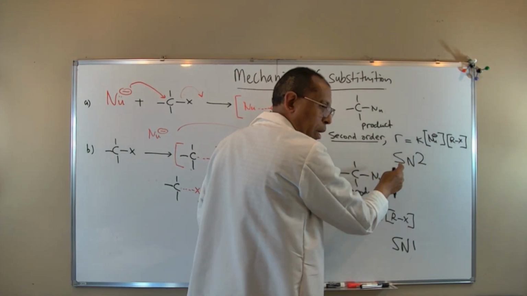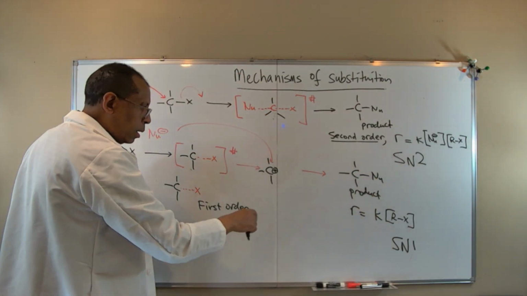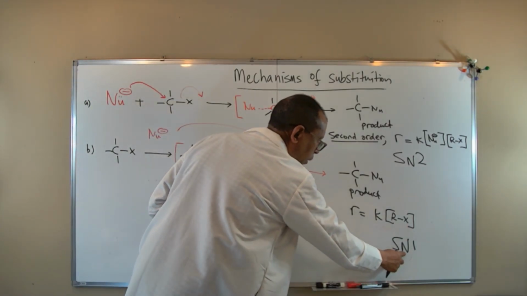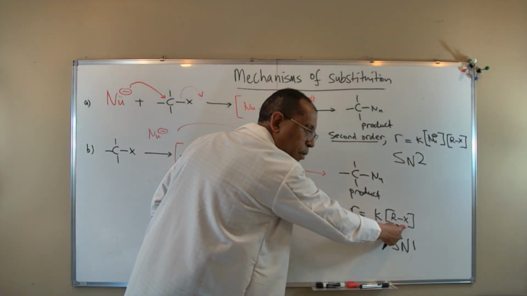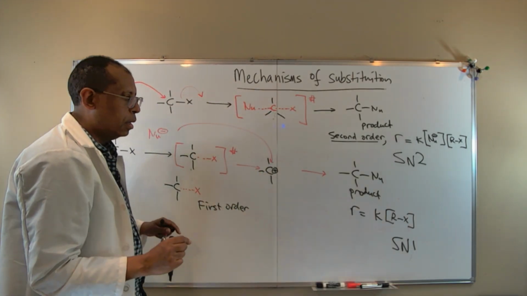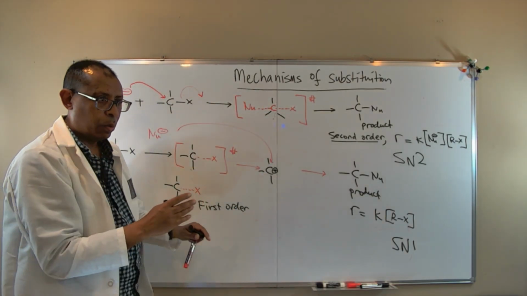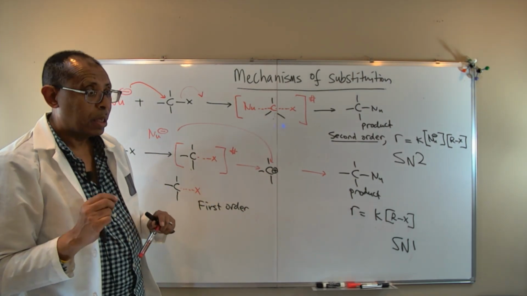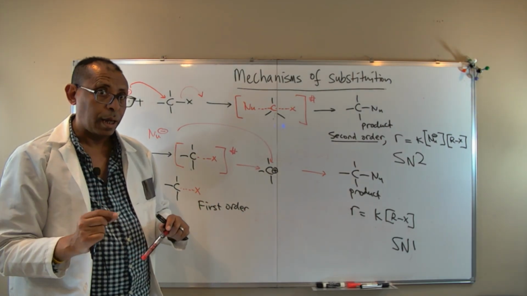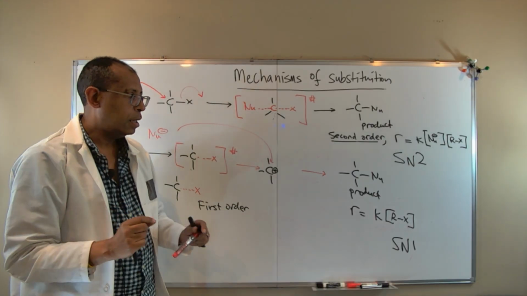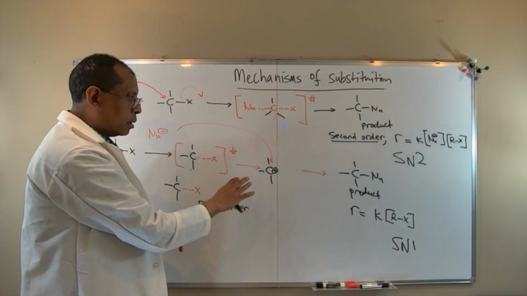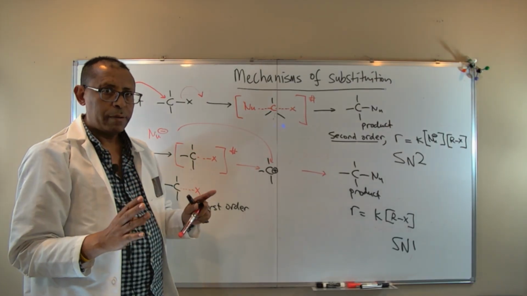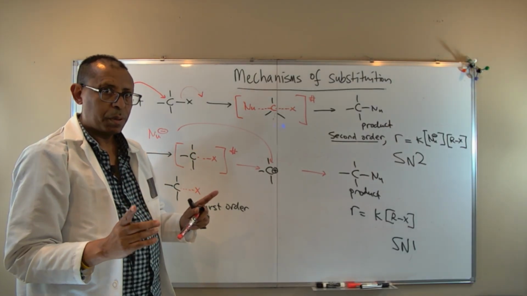What does SN2 mean? And SN1 means nucleophilic substitution of order 1, first order, SN1. So SN2 and SN1 are named because of their mechanisms. They are important concepts. You need to understand these two distinct mechanisms. They require different mechanisms.